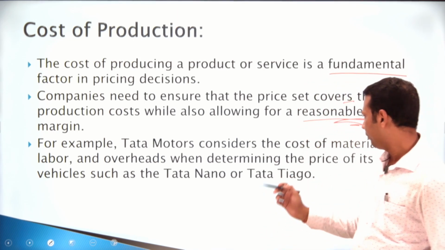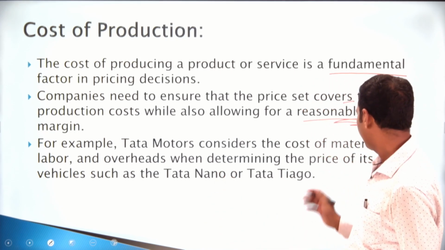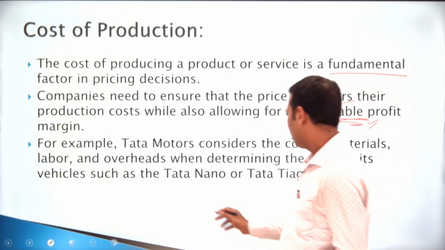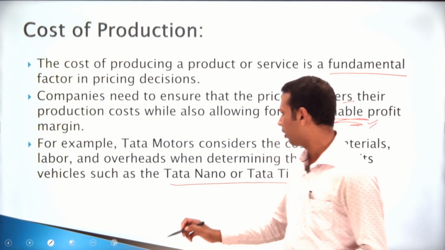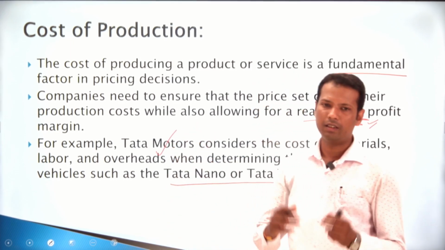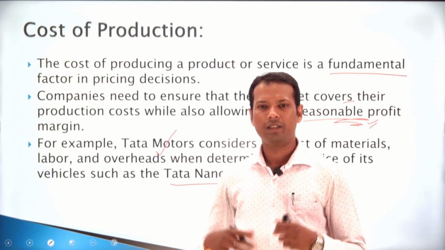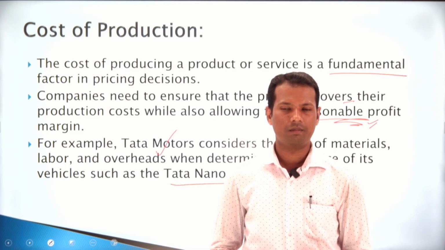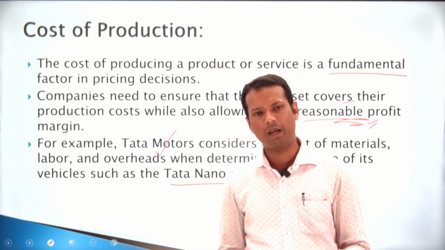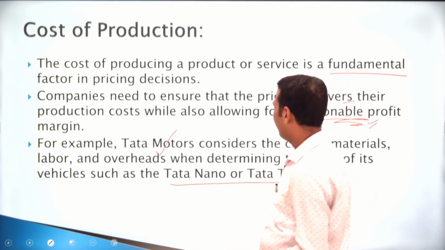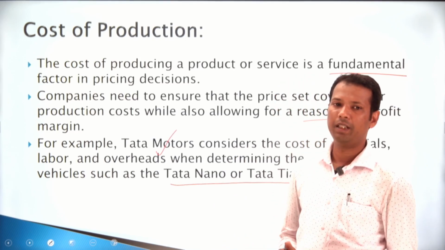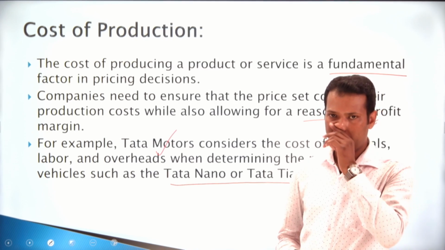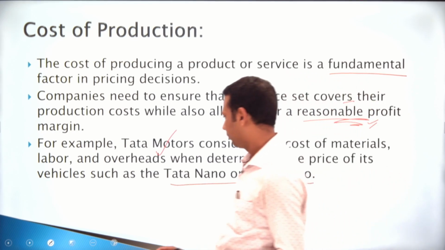For example, Tata Motors considers the cost of materials, labor and overhead when determining the price of its vehicles, such as the Tata Nano or Tata Tiago. It's not only about Tata Motors, it's a fundamental factor for any kind of manufacturer, any kind of company. So cost of production plays a very important role while deciding about the pricing.